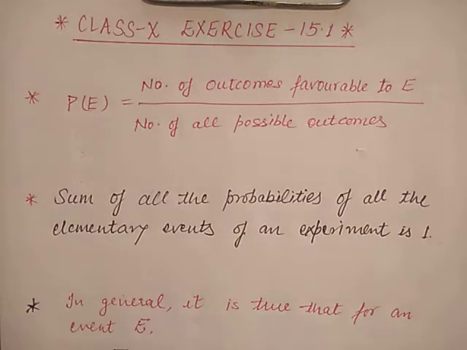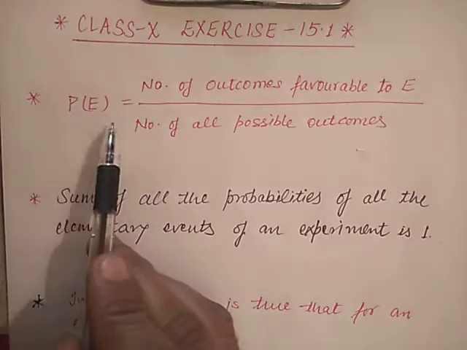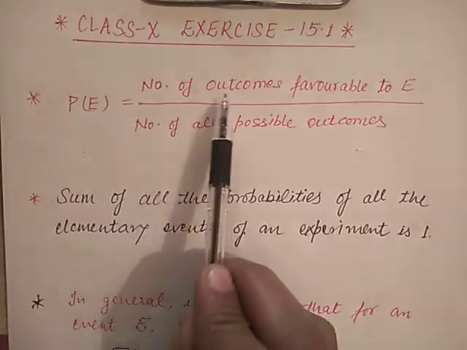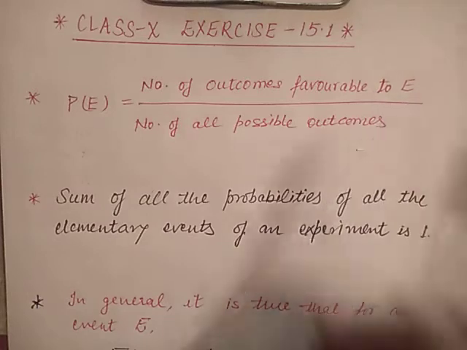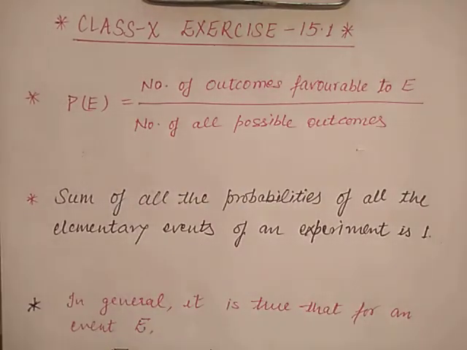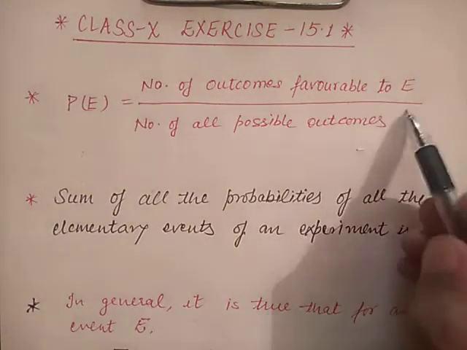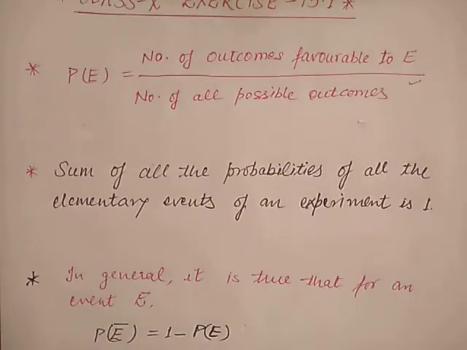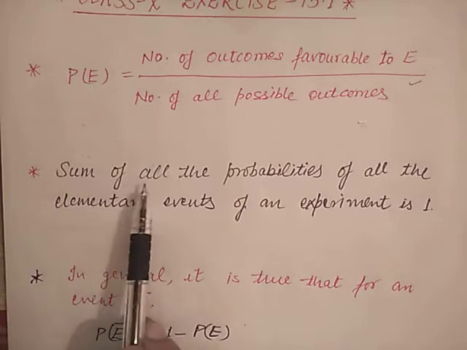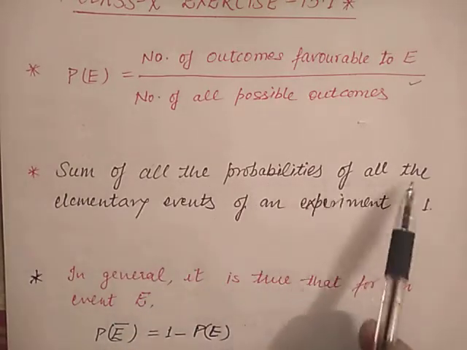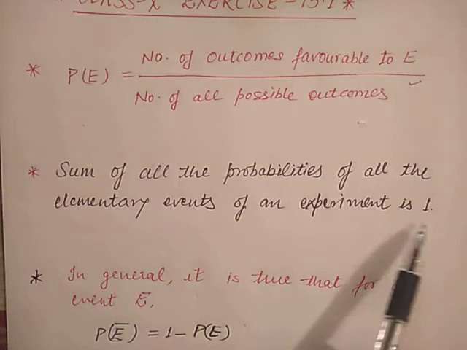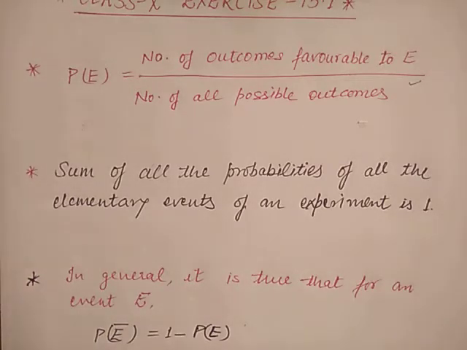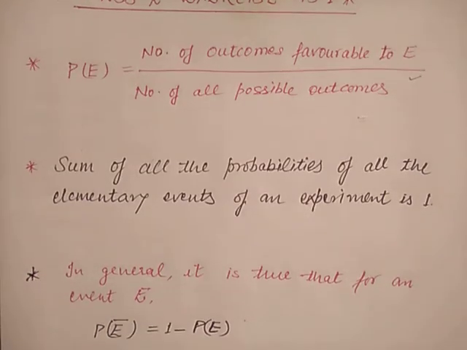First of all, we have to understand the probability of an event happening. We have a formula for this: the number of outcomes favorable to event A divided by the total number of all possible outcomes. You know this formula very well from junior classes. Another important point is that the sum of the probabilities of all the elementary events of an experiment is 1. This is again very important.